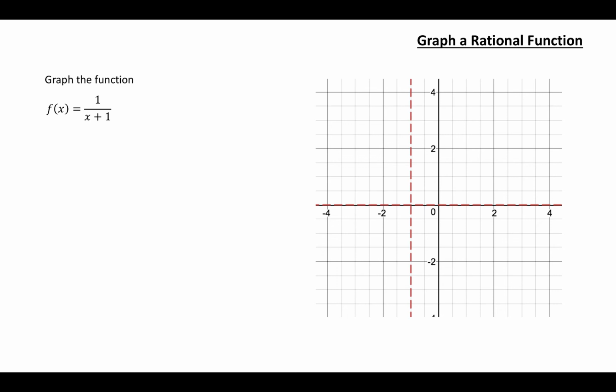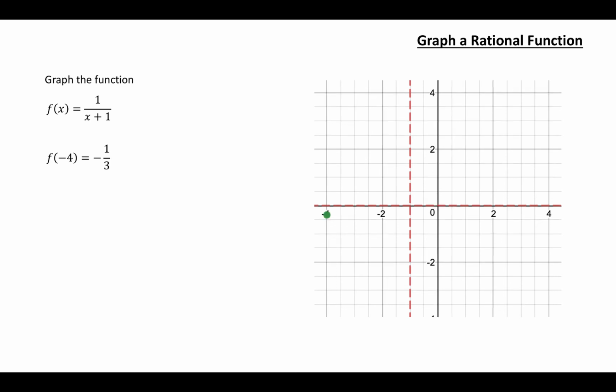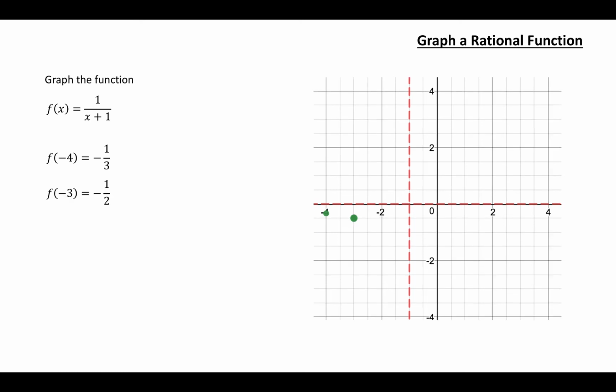It will be interesting to see what is happening on either side of the vertical asymptote. So we will substitute values that are less than negative 1 for x, such as negative 4. f of negative 4 would be equal to negative 1/3. So when x is negative 4, y will be negative 1/3. So we will plot the point negative 4, negative 1/3. f of negative 3 will be equal to negative 1/2. So we will plot the point negative 3, negative 1/2.